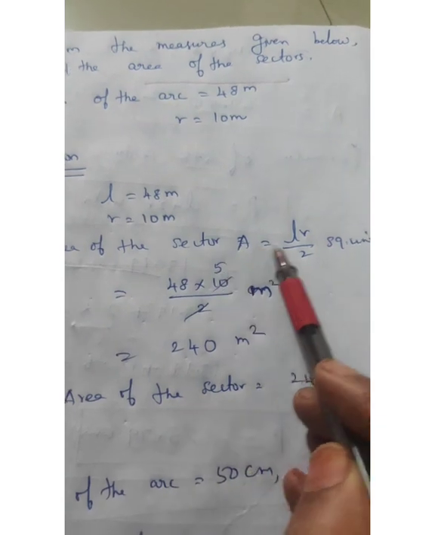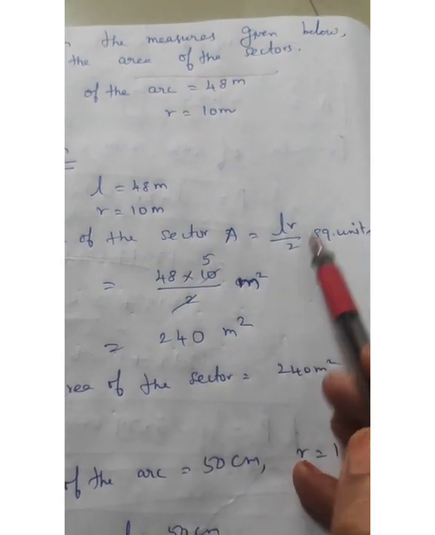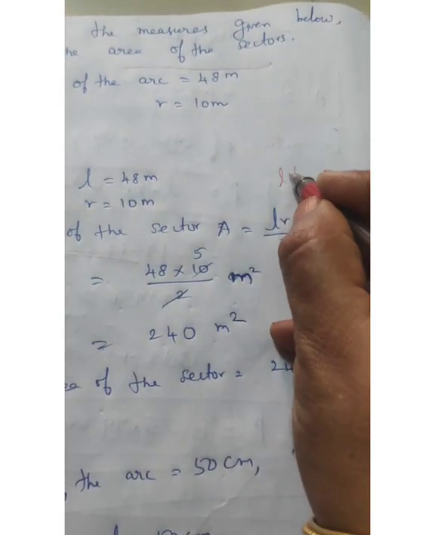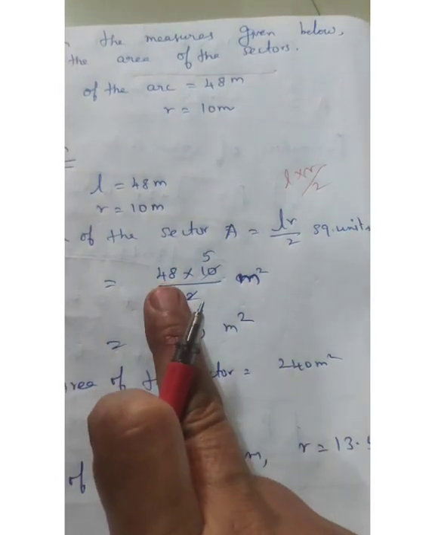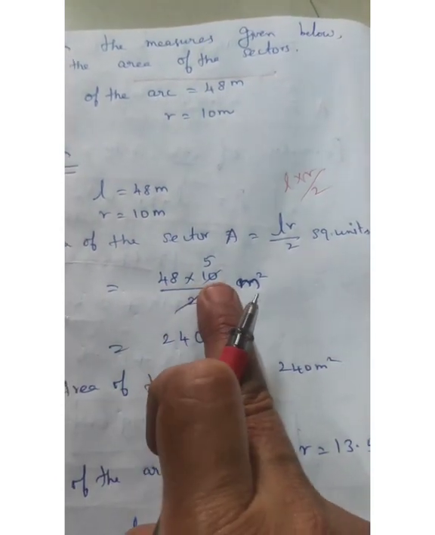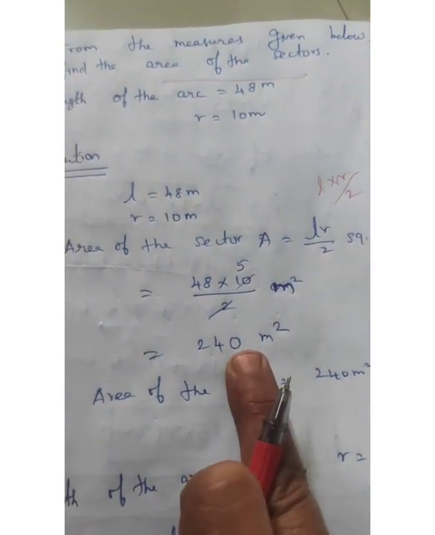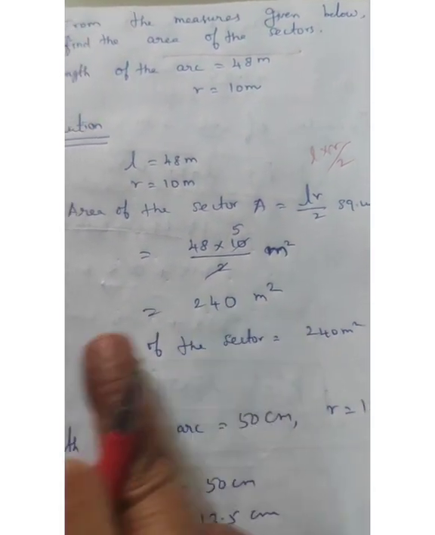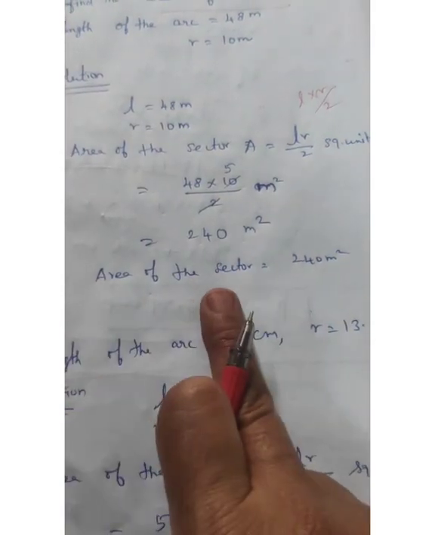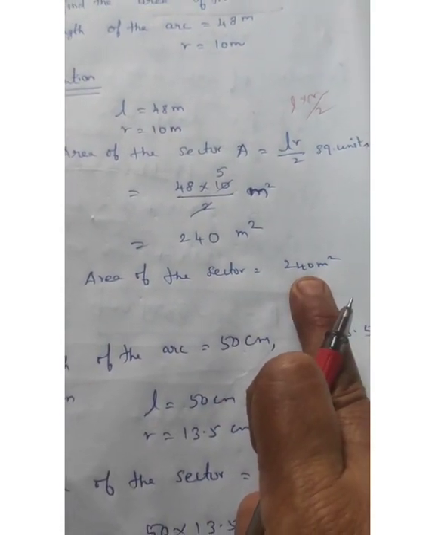Area of the sector formula equal to LR by 2. LR meaning is L into R divided by 2. So 48 into 10 divided by 2. 1 2 is 2, 5 2 is 10. Multiply and write the answer equal to 240 meter square. That's all for the sum. So area of the sector answer equal to 240 meter square.